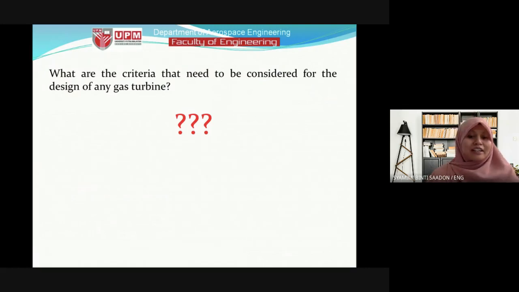So what are the criteria that need to be considered for the design of any gas turbine? As an engineer, you will be an engineer in the future, inshallah. What criteria do you have to take into consideration in order to design and optimize the aircraft engine, the engine part? We're only talking about the engine part here in propulsion.